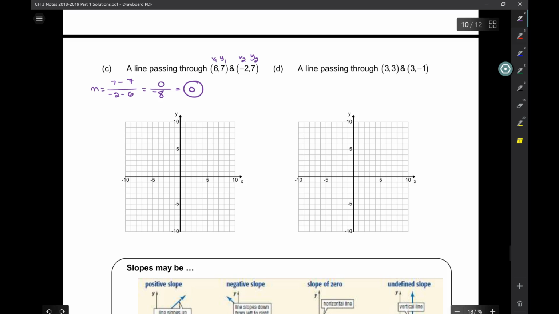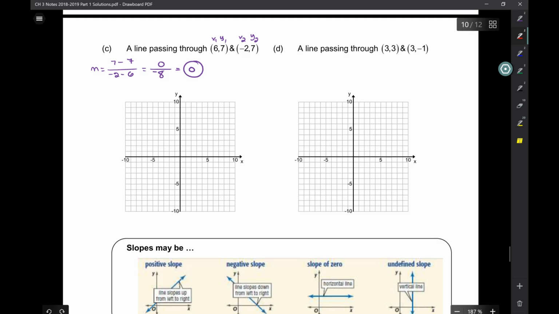So let's graph this and see what it looks like. One point is 6 comma 7. When x is 6, y is 7. Next one, when x is negative 2, y is 7. I connect them, okay, and that's how it looks. I got the same.